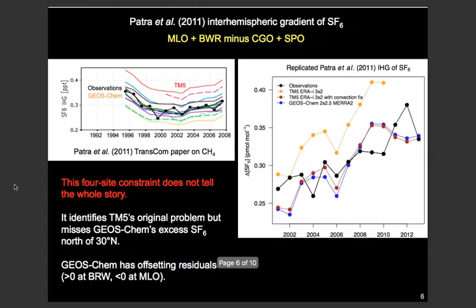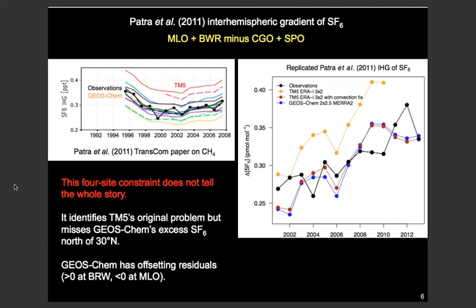So this is not the first time GEOS-Chem has simulated SF6, but it is the first time that a problem was highlighted. In 2011, there was a TransCom paper on methane, in which a simple interhemispheric gradient constraint consisting of Mauna Loa plus Barrow minus Cape Grim and the South Pole was developed. That's the figure on the left here. GEOS-Chem did very well compared to observations, and so I was wondering if something has changed.